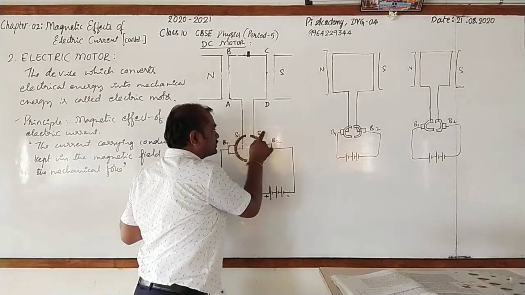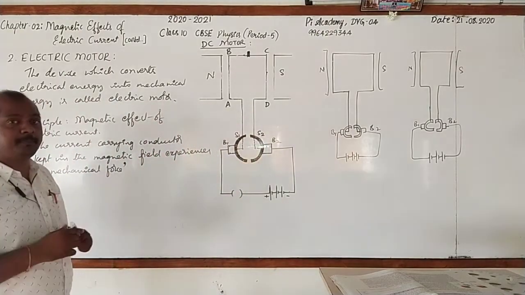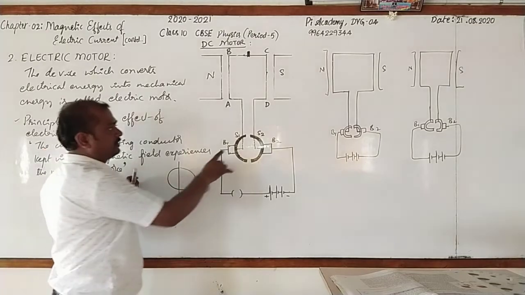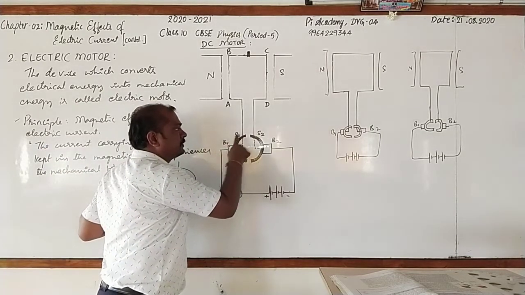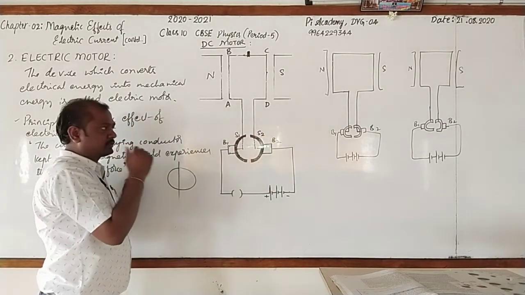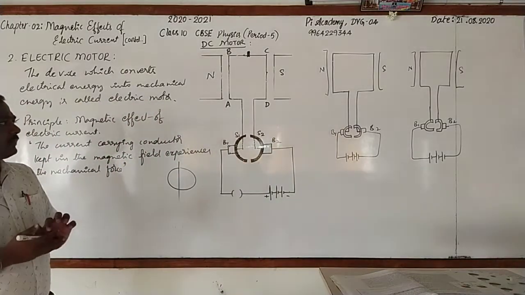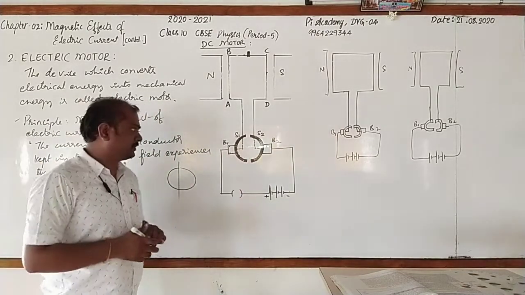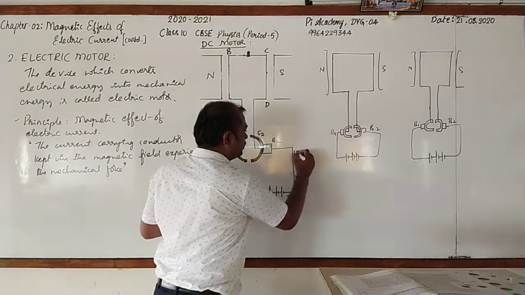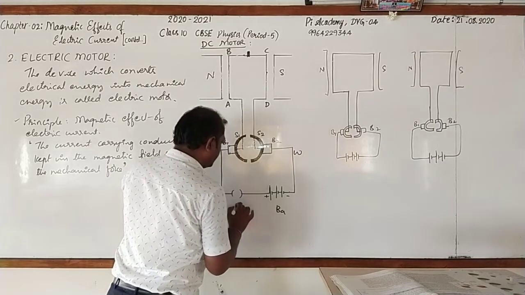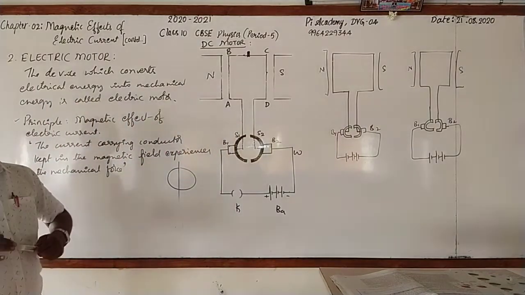Then S1 and S2, they are called slip rings. That is, one ring is cut into two halves. Look here, one is named as S1 and another one is named as S2. Then B1 and B2, these are the carbon brushes. And here W is the wire, BA is a battery, and K is the switch.